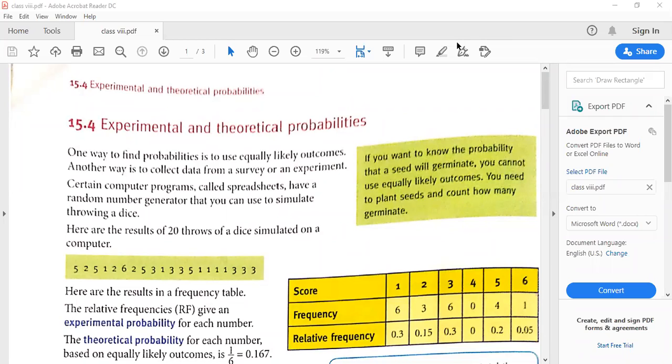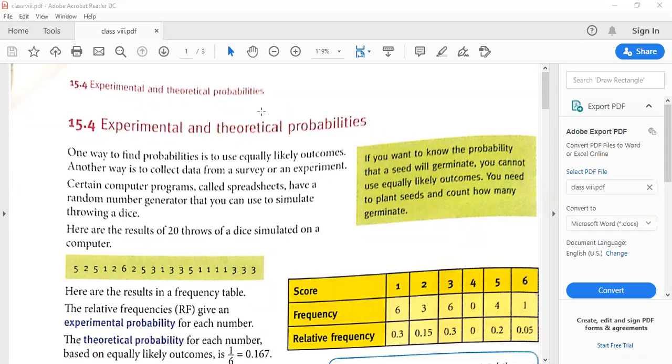Okay, experimental and theoretical probabilities. First, I will explain theoretical probability because you studied that already. Theoretical probability means, for example, if you throw a dice, for getting the number 1, what is the chance? 1 by 6, yeah? So the probability is 1 by 6. This is the theoretical probability.